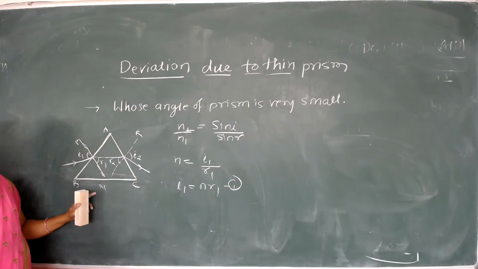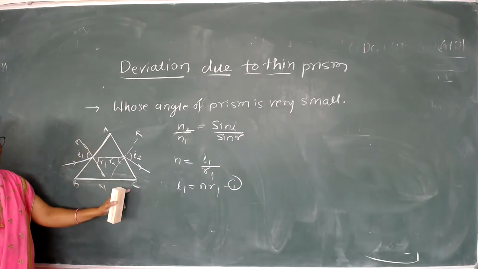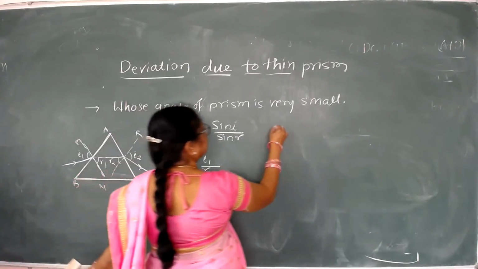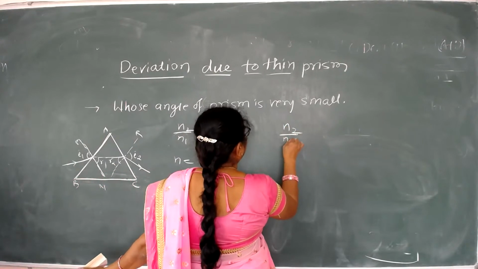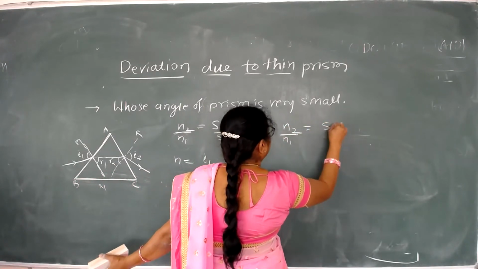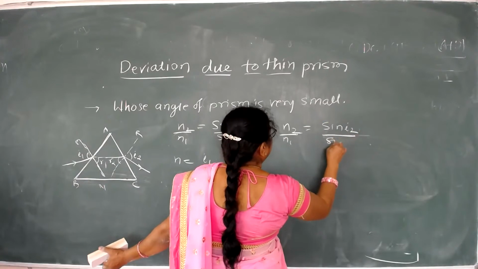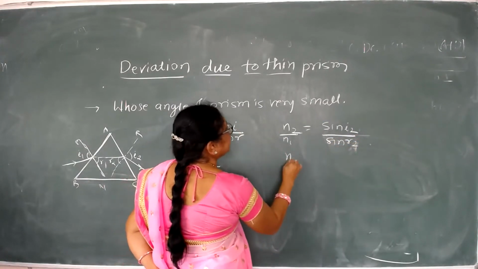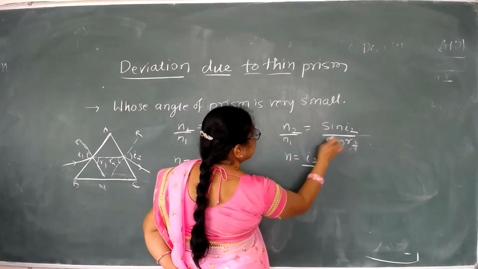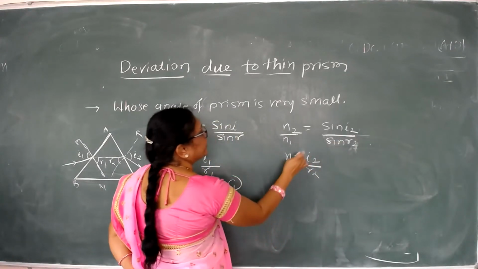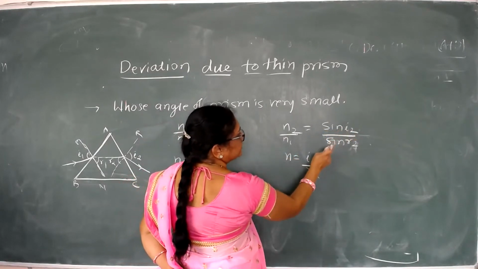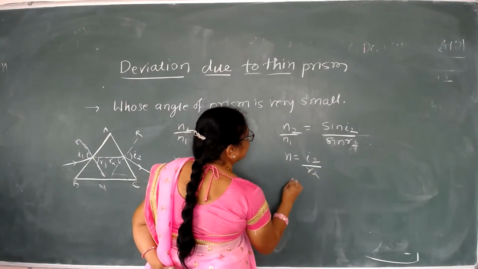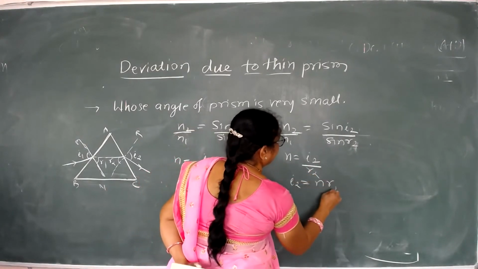Then we apply this formula for the second surface. That is, for the second surface, n2 by n1 is equal to sin I2 divided by sin R2. Therefore, if this prism is very thin, sin I2 is nearly equal to I2 and sin R2 is nearly equal to R2. Therefore, n is equal to I2 by R2, so I2 is equal to n into R2.